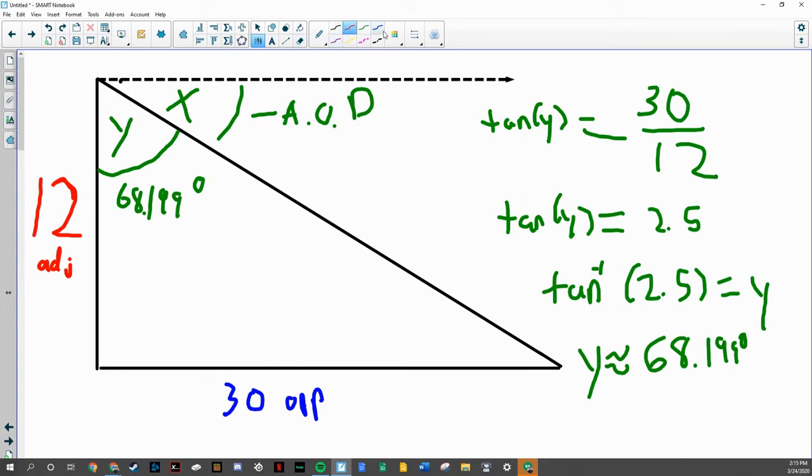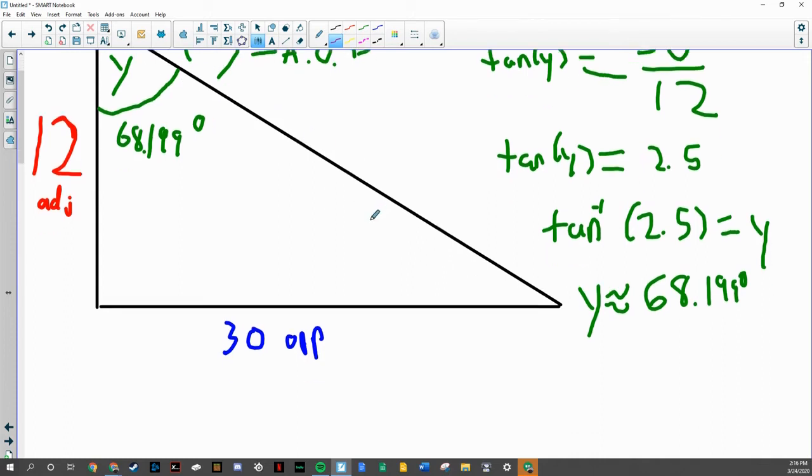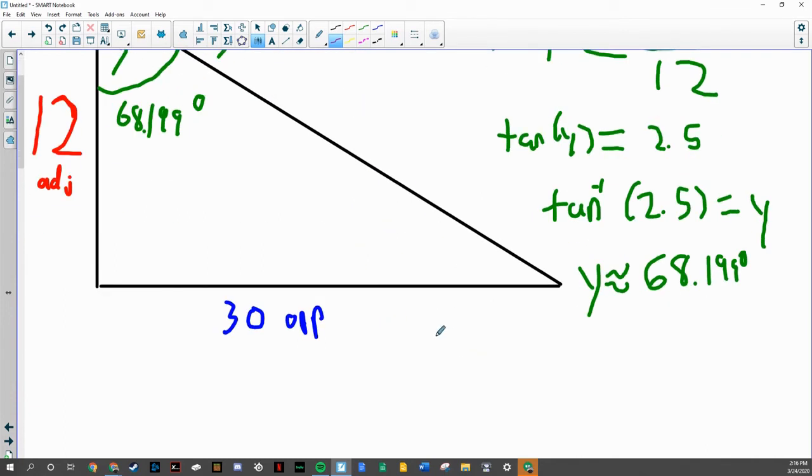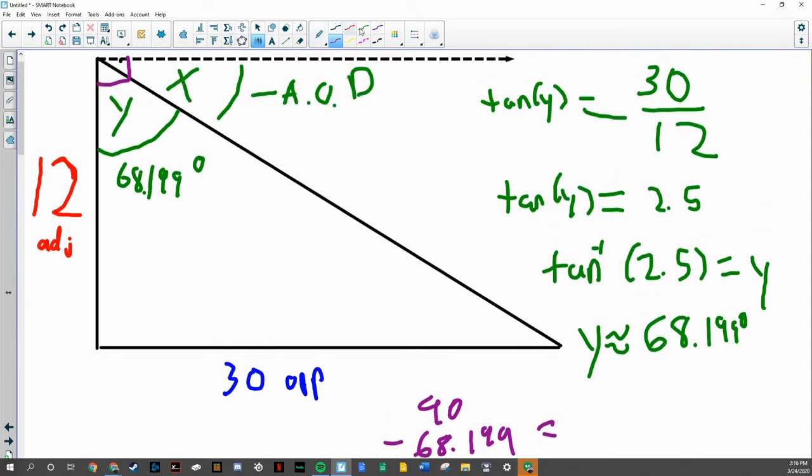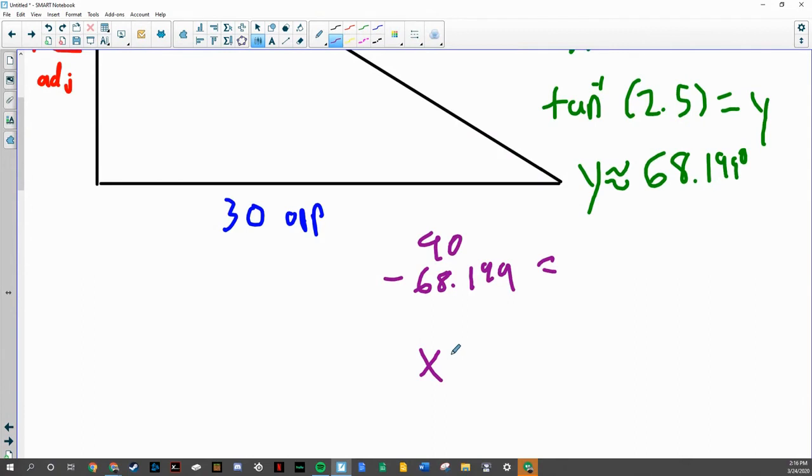One thing to note is that this here is a right angle. It will always be a right angle. You have a horizontal line and you have a vertical line, so they're perpendicular, they form a right angle. So to find what this x is, just take that 90-degree angle and subtract what you found that inside angle to be. So 90 minus 68.199. And you'll find that our angle of depression, x, is approximately 21.8 degrees.